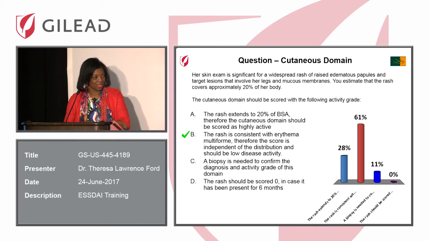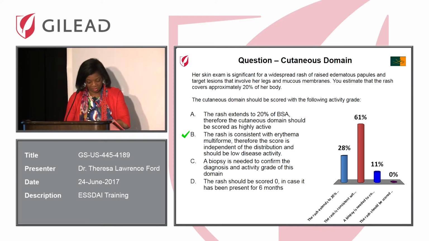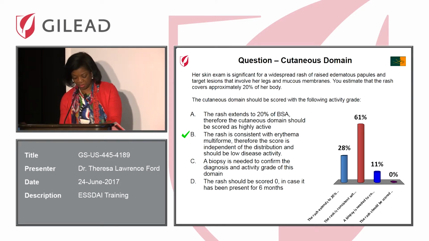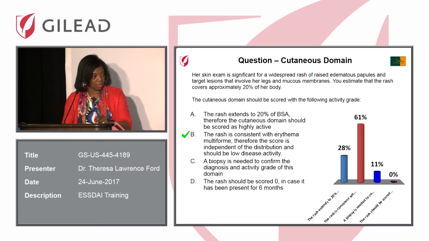And one of the things also to highlight is you really nicely, only 11% thought that a biopsy is needed. So the criteria are that if a biopsy is there and you have confirmed it's EM, you would use it for scoring. However, in cases where you do not have a skin biopsy, you would always go by the clinical picture. And in the case of EM, this would be the classic target lesions. So really to highlight again, this domain does not require a biopsy to be scored. But if you have a biopsy, you can use it for scoring.